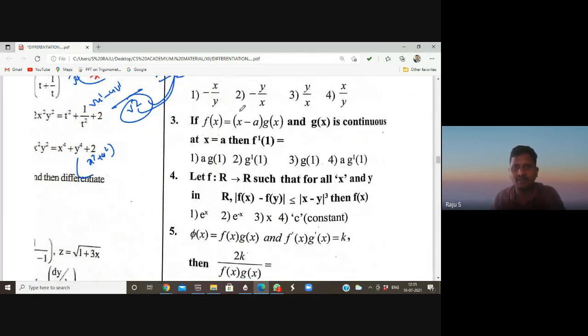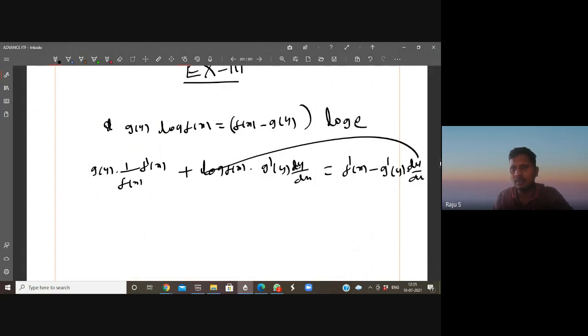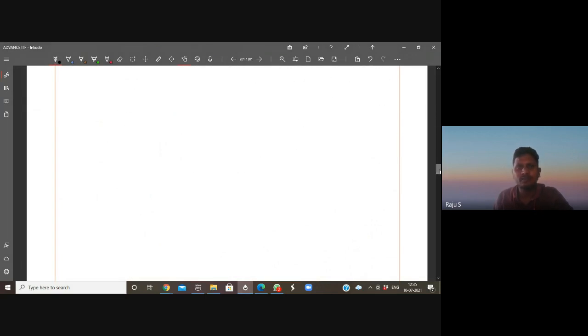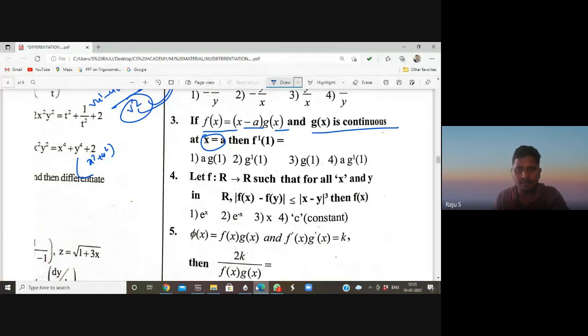You can try that. Okay, here the question is: f of x is given as x minus a into g of x, and g of x is continuous at a. Clearly they gave that g of x is continuous at a. So what is the formula for continuity?